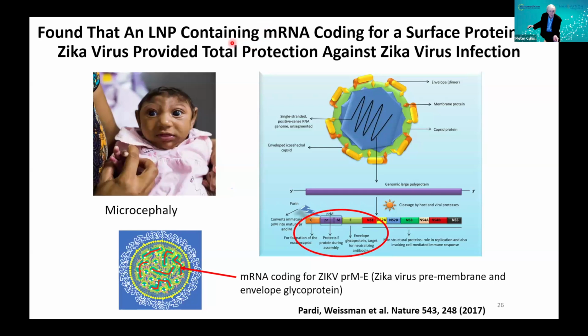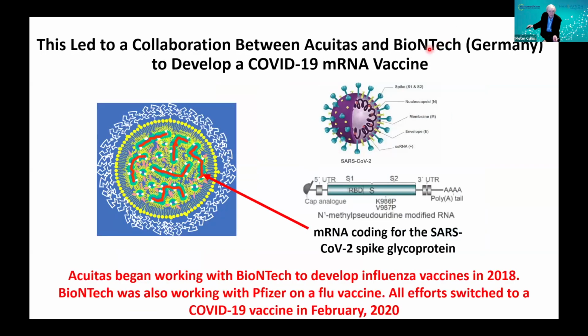And what we found was that this turned out to be a very good vaccine against Zika virus. And so this paper was published in 2017. Here we have messenger RNA coding for the Zika virus pre-membrane and envelope glycoprotein. So this worked extraordinarily well and led to a collaboration between Acuitas and BioNTech in Germany that was originally aimed at influenza, but turned into an effort to develop a COVID vaccine in 2020.